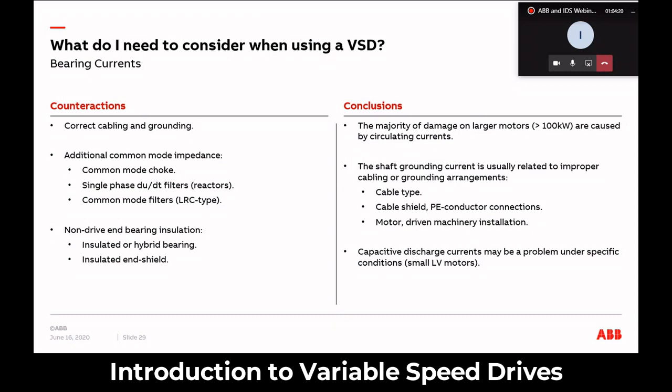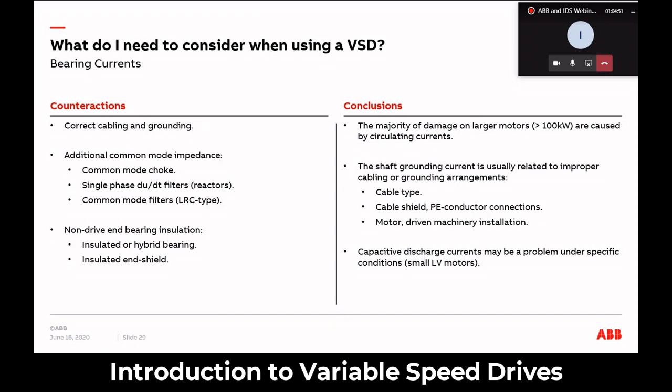But the majority of damage on larger motors is caused by circulating currents, and the shaft grounding currents are usually related to improper cabling or grounding arrangements. So using the incorrect cable type or cable shielding, but also how the motor is being driven in that machinery installation as well.